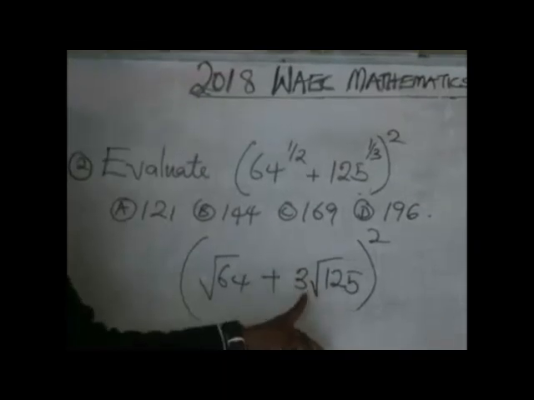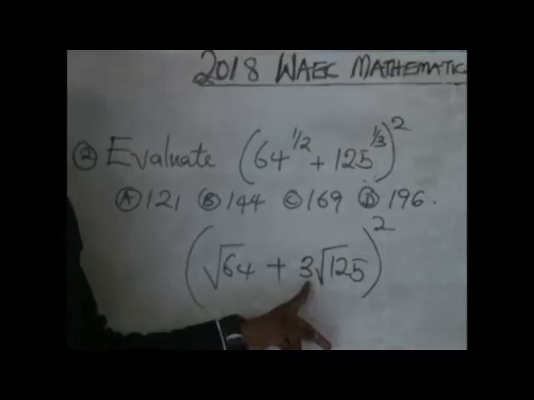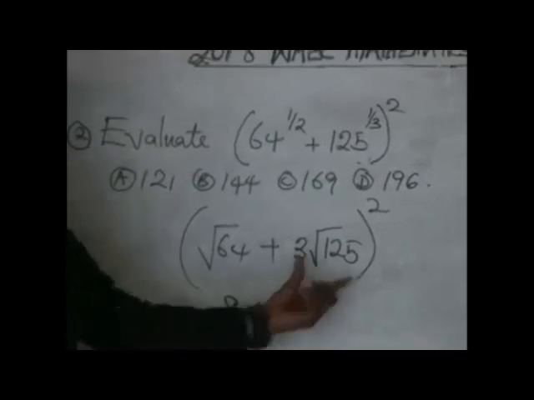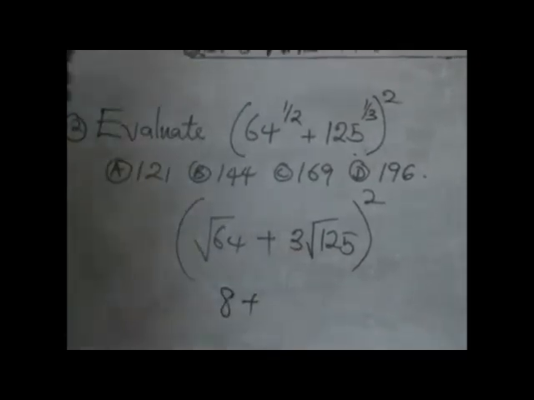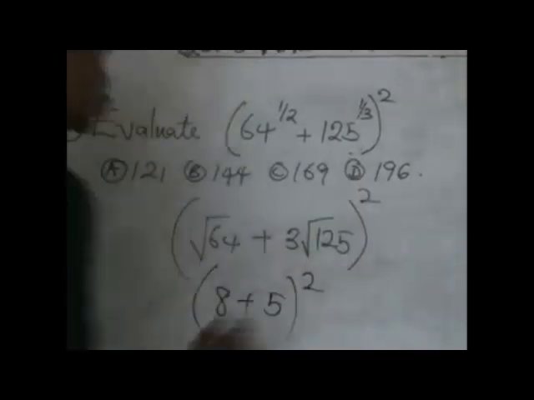Plus, now, cube root of 125. What's the meaning of cube root? What number will you multiply 3 times to give you 125? That is the cube root of 125, and that number is 5.